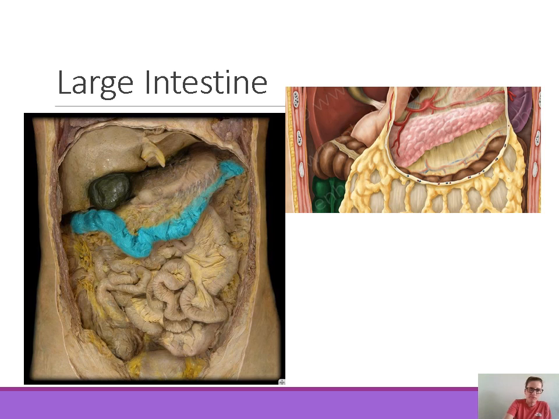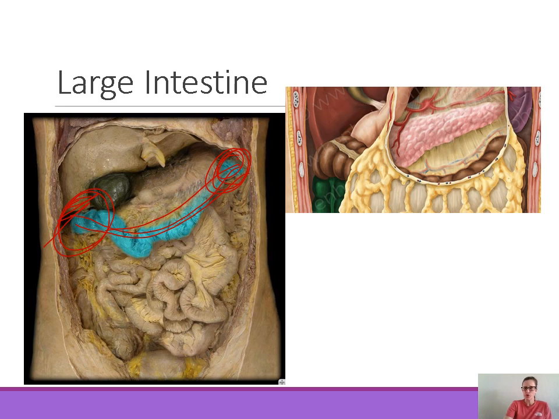So here in this picture, highlighted in blue, this is showing you the transverse colon. You can see it extending from the right colic flexure, right underneath the liver, up to the left colic flexure, which is right below the spleen. You can see that the left is higher, right? So it kind of ascends as it crosses.